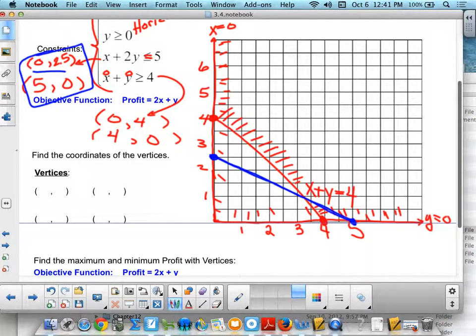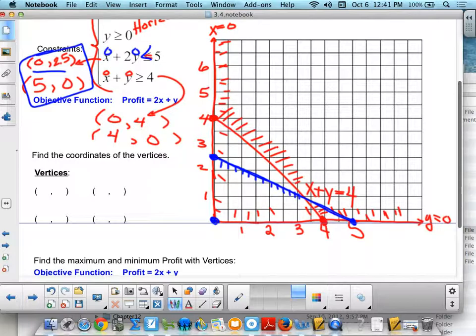Okay, question. Do I shade above blue or below blue? Below? Put a 0 in, put a 0 in. Is 0 plus 0 less than 5? Yeah, 0 plus 0 is less than 5. Okay, so yes it is. So shade where?